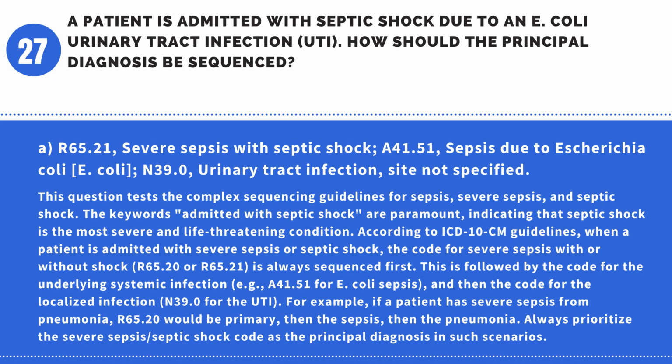For example, if a patient has severe sepsis from pneumonia, R65.20 would be primary, then the sepsis, then the pneumonia. Always prioritize the severe sepsis/septic shock code as the principal diagnosis in such scenarios.